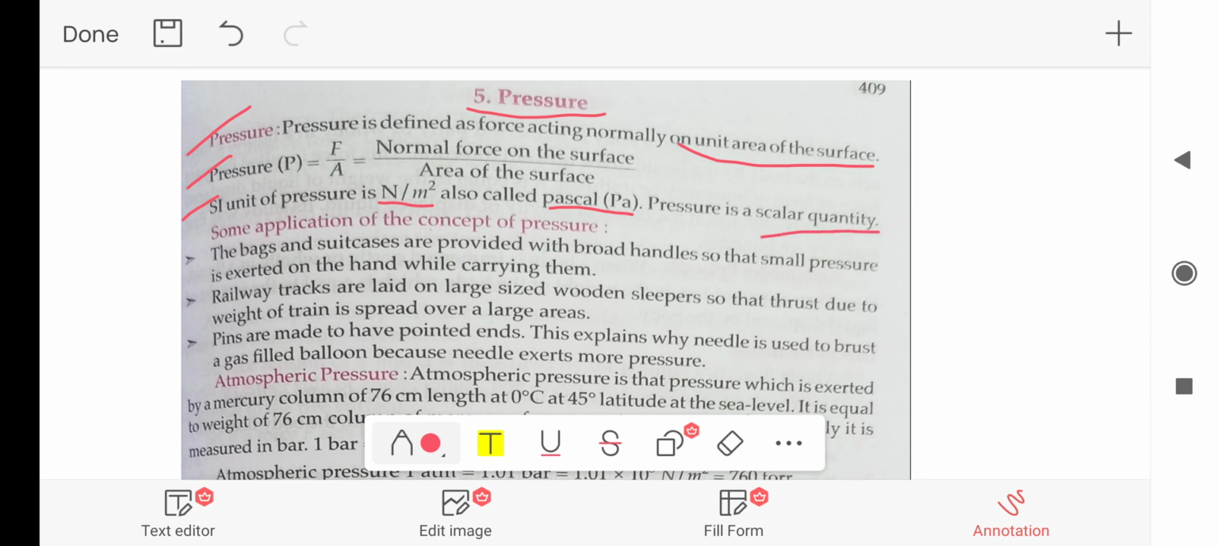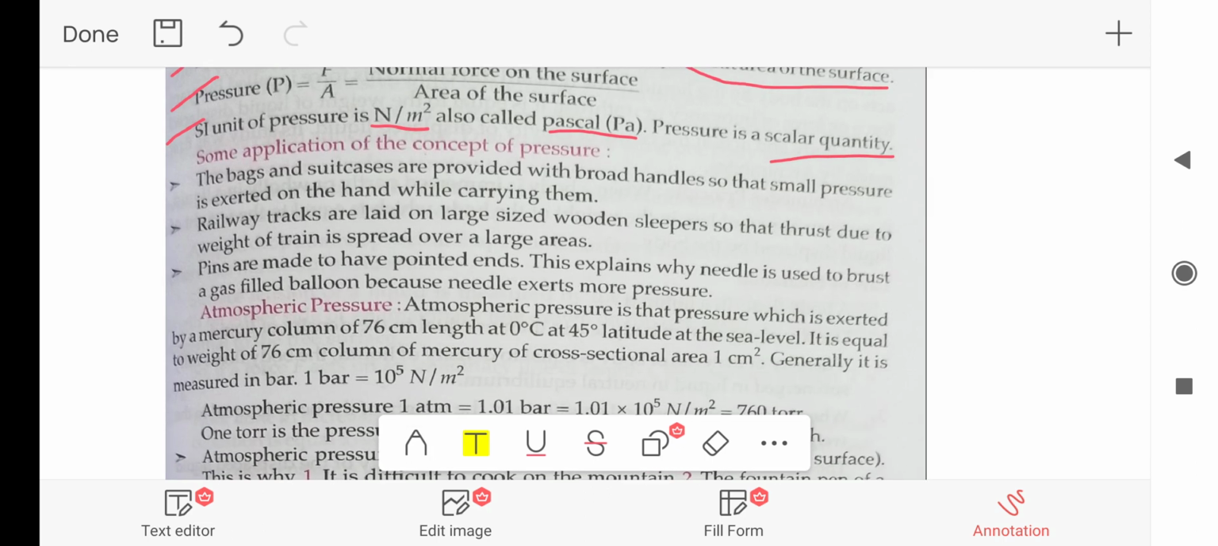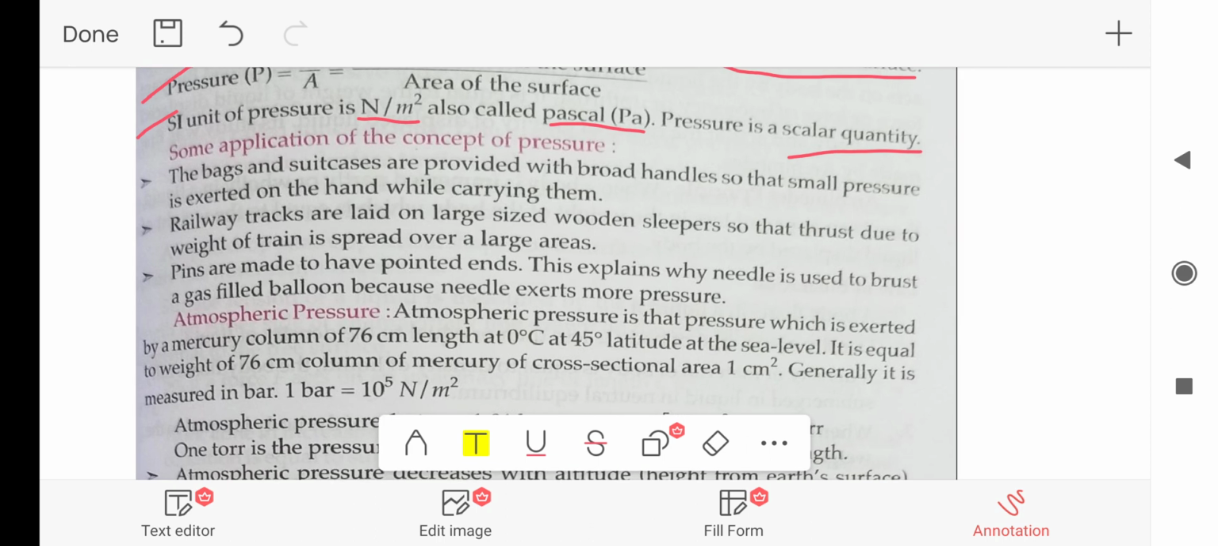Some applications of the concept of pressure. The bags and suitcases are provided with broad handles so that small pressure is exerted on the hand while carrying them. Next, railway tracks are laid on large-sized wooden sleepers so that thrust due to the weight of the train is spread over a large area. And the last point is, pins are made to have pointed ends. This explains why a needle is used to burst a gas-filled balloon, because the needle exerts more pressure. So these were some applications of the concept of pressure.